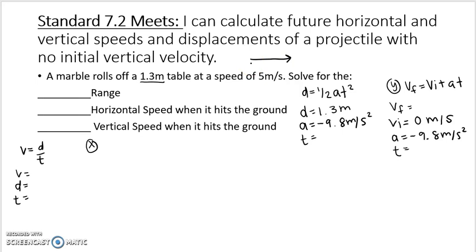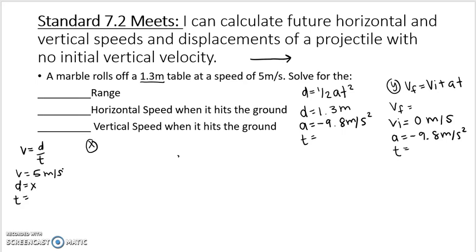Now if we look back over onto our X side, we have 3 different variables that we're looking for. We don't know the distance because that's the range, so this is what we're ultimately going to look for. We don't know a time, but we do know the speed at which the marble rolls off the table, 5 meters per second. Remember that when something rolls off a table or is launched horizontally, that horizontal speed, in our case 5 meters per second, never ever changes.